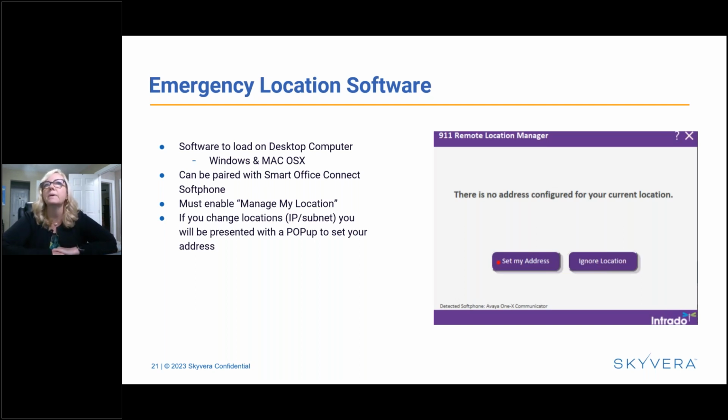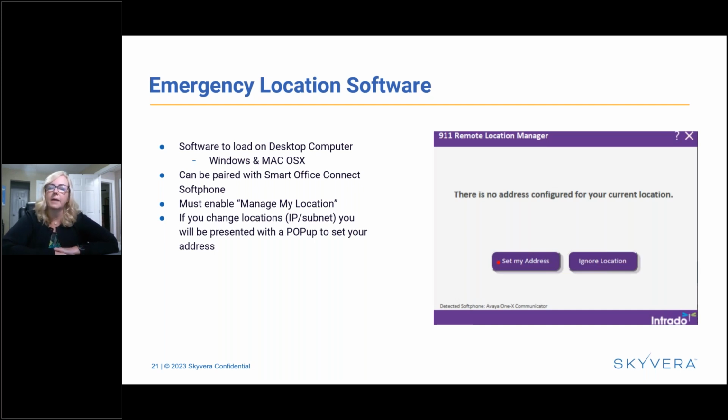And so this will be a pop-up. When you load the software on the computer, it'll detect that, hey, you're in a new location, but you have to turn that manage my location on. We'll have all the instructions for that. This is an example of the pop-up here with a different soft phone. It would be Smart Office Connect in this case, but it's the same software. It would tell you as the user that, hey, I've detected your location has changed.